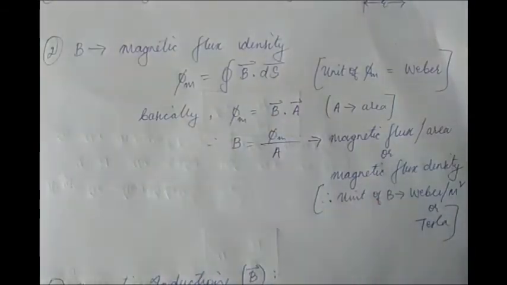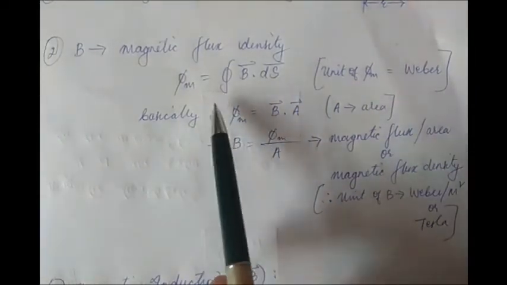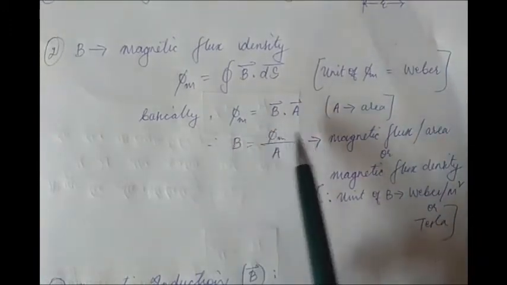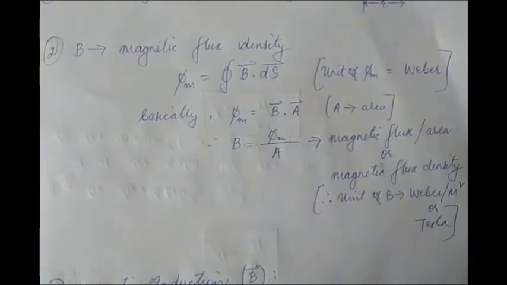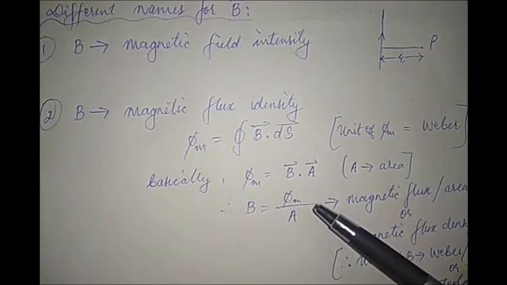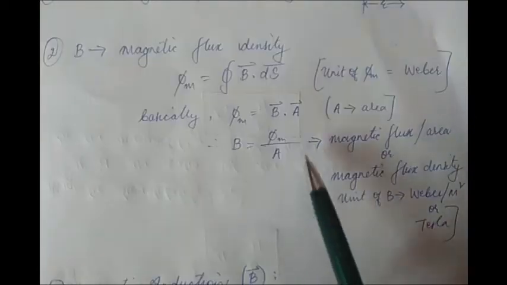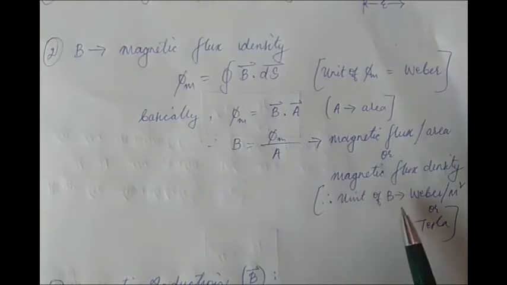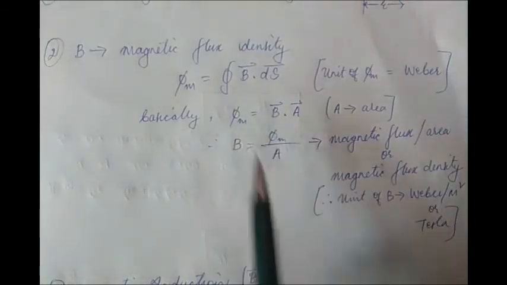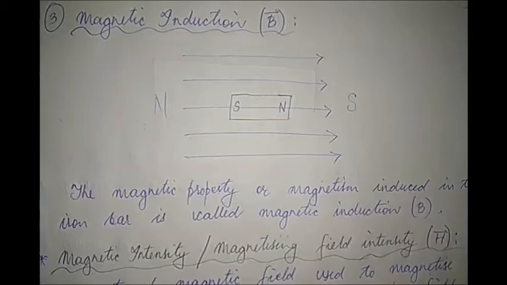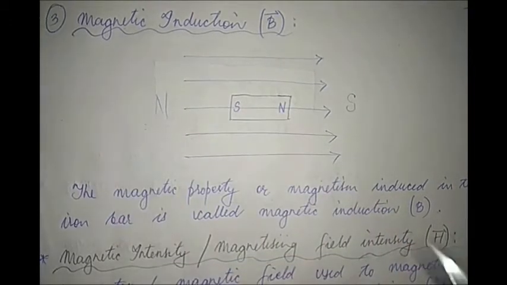If phi m represents magnetic flux given by the integration of B dot ds, then we know that the magnetic flux basically is the dot product of the magnetic field and the area. So B can be written as phi m upon A, which is the magnetic flux per unit area, or simply called magnetic flux density. And from this definition, we get the unit of B, which is Weber per meter squared, because Weber is the unit of magnetic flux, and Weber per meter squared is what is called a Tesla. Now the other name for B is magnetic induction.